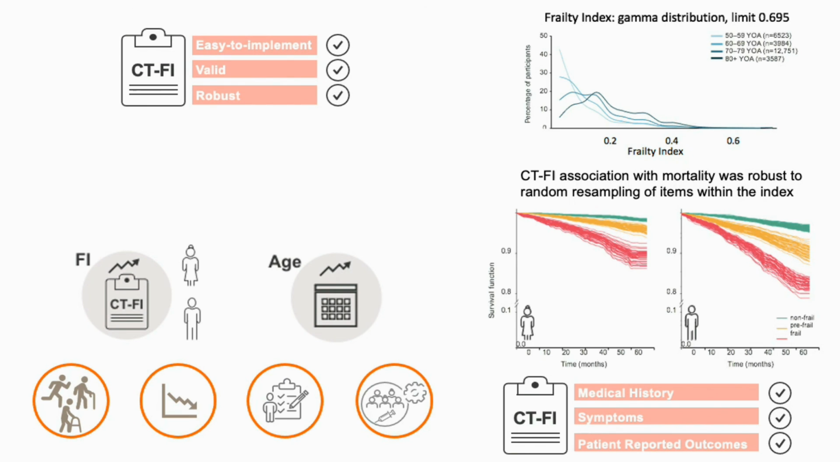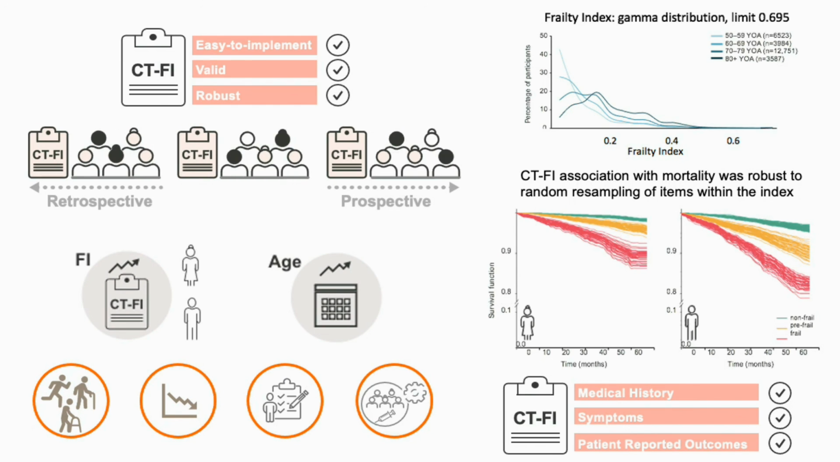We conclude that the clinical trial's frailty index is a valid, robust, and easy to implement way to consider frailty, either prospectively or retrospectively, in existing and future vaccine clinical trials. Including frailty measures in clinical trials represents an important step forward in understanding how and whether interventions will benefit frail older adults.